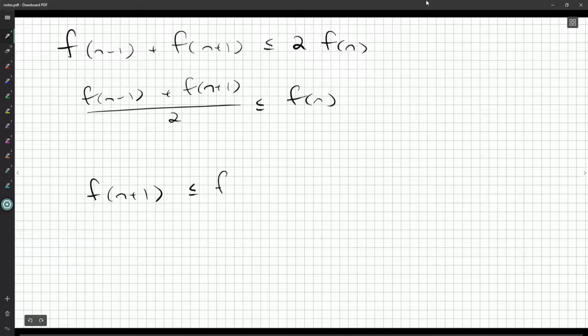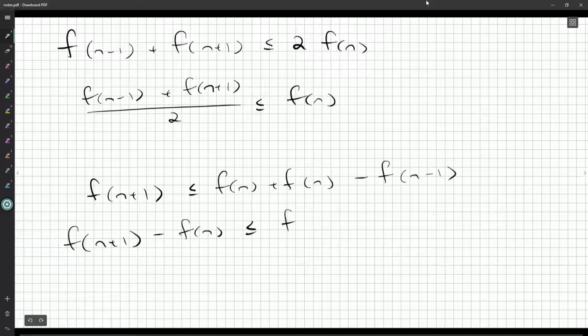Split the two f(n)'s into f(n) plus f(n). Bring the f(n-1) over here, and now subtract another f(n). So this is another way to rearrange it. And so if we're thinking about this, what does this expression say? So I know what this one says. The function is greater than the average of the two beside it.